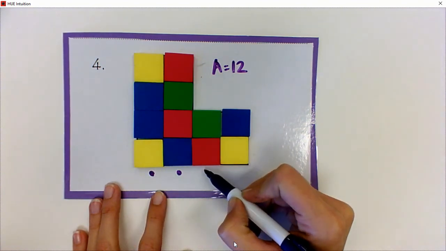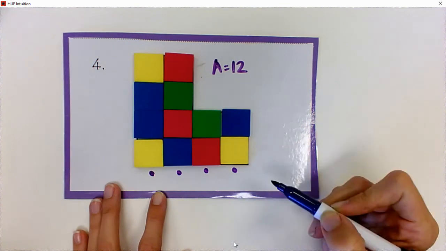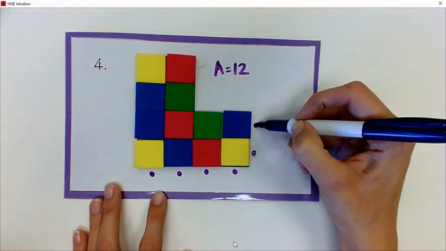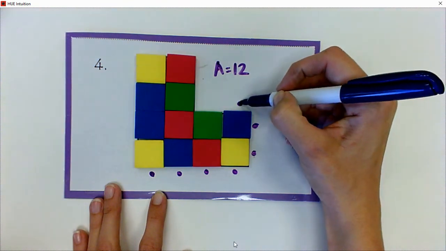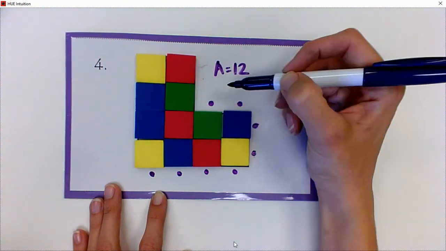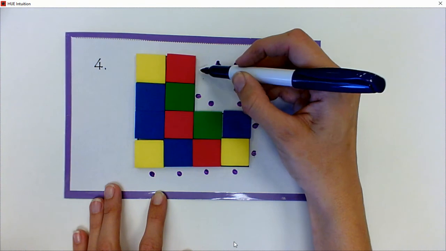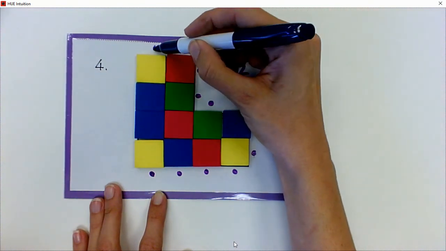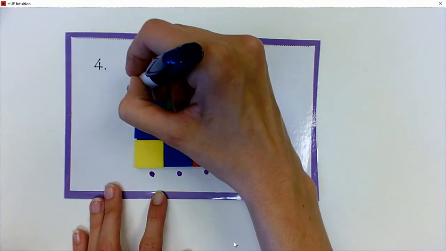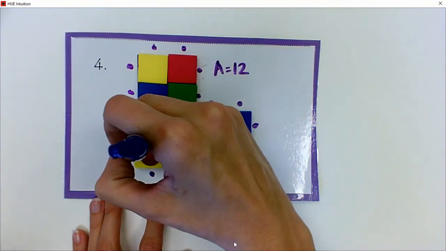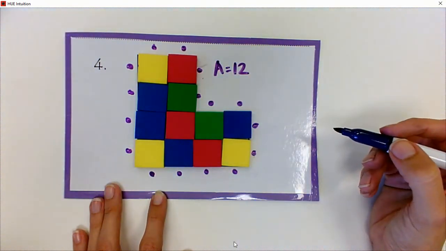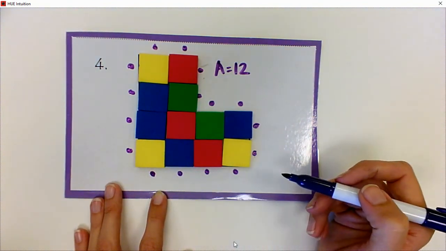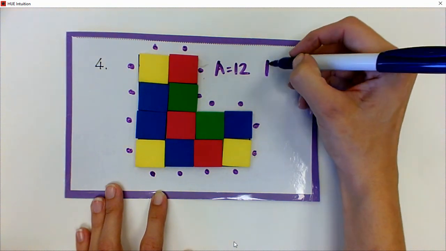2, 3, 4, 5, 6, 7, 8, 9, 10, 11, 12, 13, 14, 15, 16. 16 edges of squares make up the perimeter of this shape.